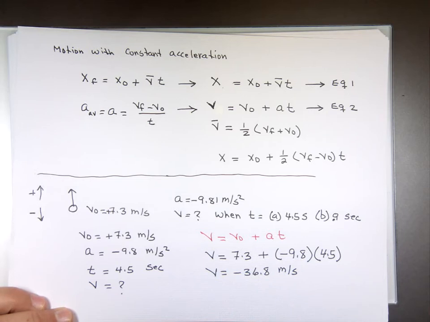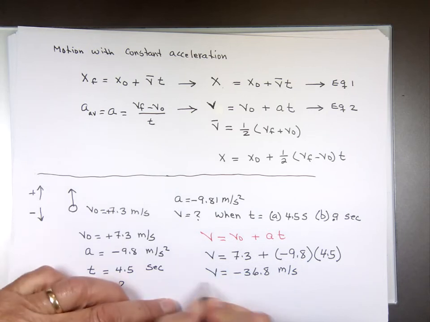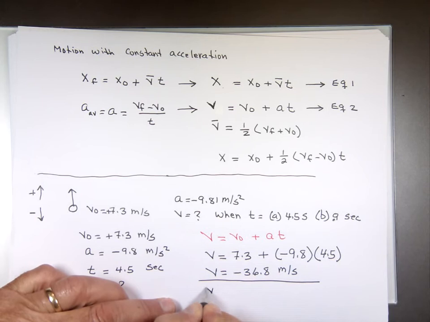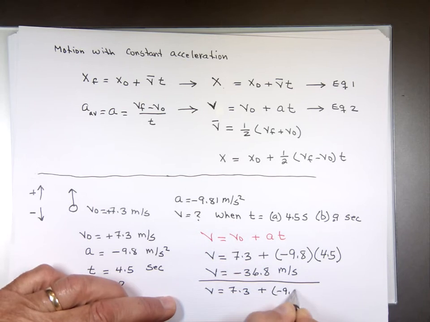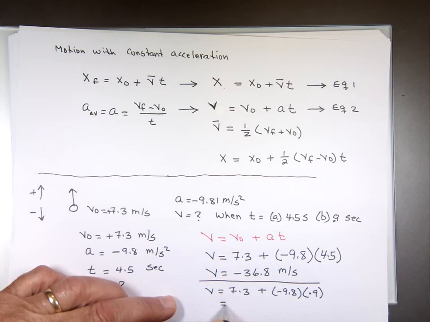Let's see part B now. What's the velocity going to be? It's the initial velocity, 7.3, plus negative 9.8 times 0.9. Still going to be negative, it looks like it.